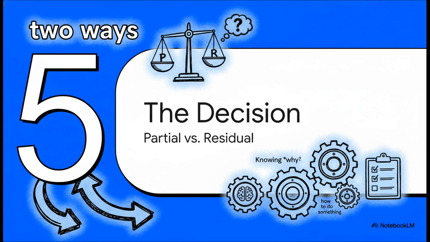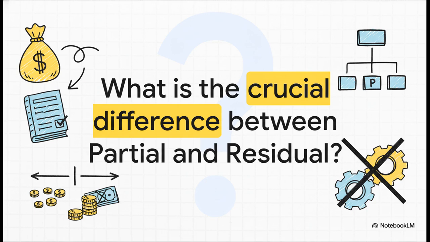So we've got 2 different ways to handle a partial payment. This is really where mastering SAP FICO comes in. It's not just about knowing how to do something, but why you'd choose one method over the other. Let's just boil it down to the core question. What is the fundamental, crucial difference in what the system is doing, and what does that mean for your accounting?